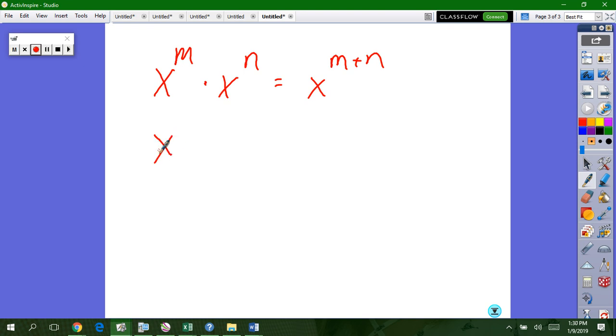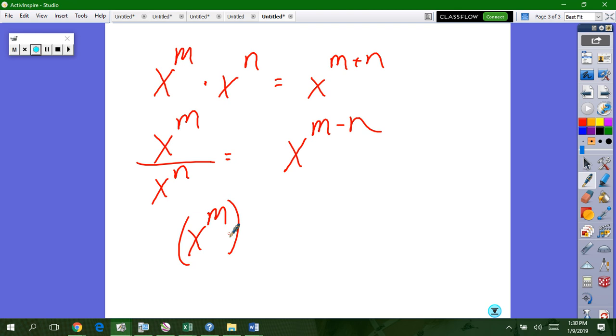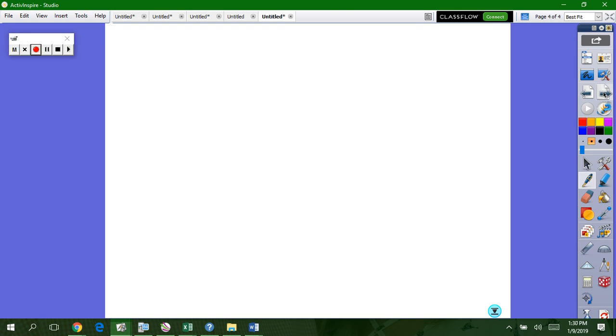What happens when I divide? Subtract. What happens when I do a power to a power? Multiply. These are all rules that I should know how to do, correct? Any questions there? Okay, now how does that work in logarithms? Well, let's go to logarithms. Sounds good? Okay, here we go.